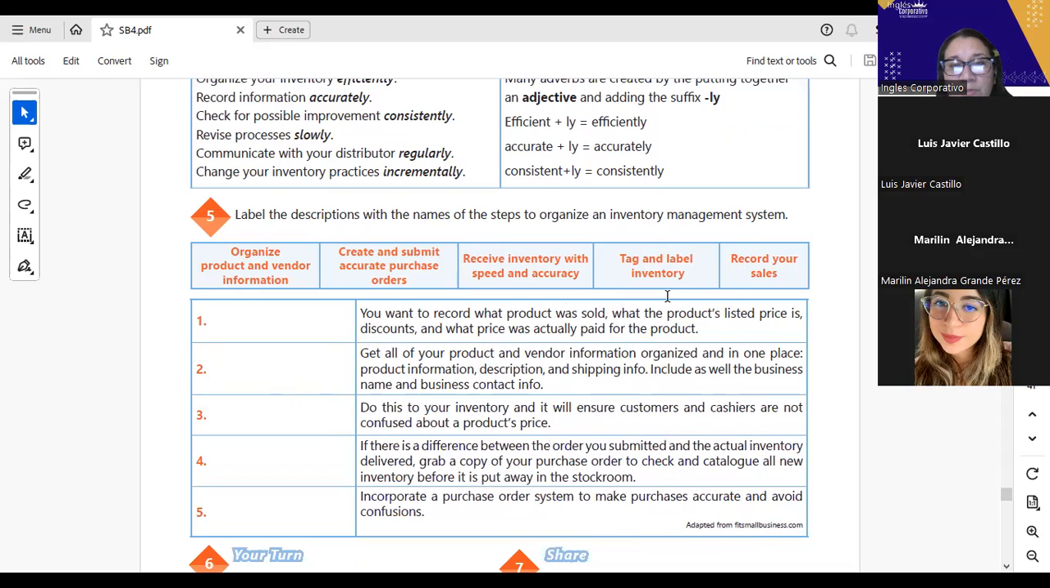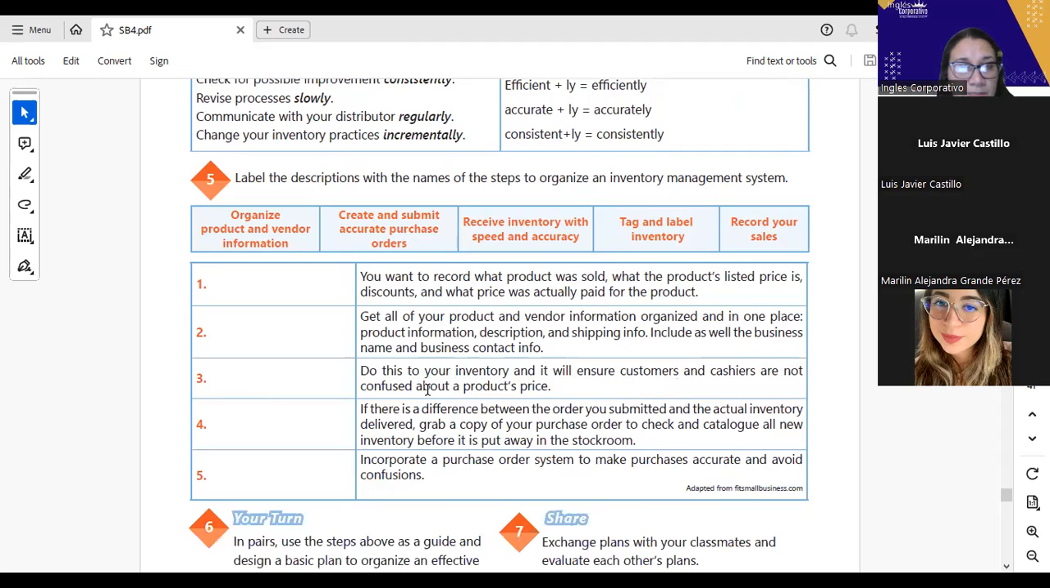You want to record what products were sold, what the product's listed price is, discounts, and what price was actually paid for the product. Get all of your products and vendor information organized in one place. Product information, description, and shipping info included, as well as the business name and business contact info. Do this to your inventory and it will ensure customers and cashiers are not confused about a product's price. If there's a difference between the orders you submitted and the actual inventory delivered, grab a copy of your purchase orders to check and catalog all the new inventory before it is put away in the stock room. Incorporate a purchase order system to make purchases accurate and avoid confusion.